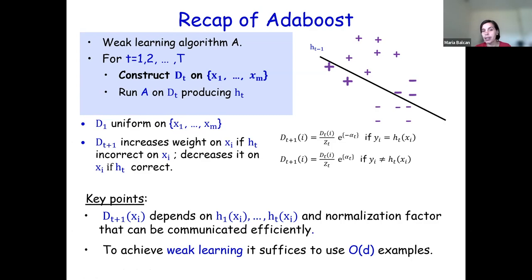So I claim to get weak learning, it's sufficient to see order of the examples. A weak learner is just a classifier whose error rate is, say, one quarter, or anything smaller than a half by a margin gamma. Why might this be the case, that it's only order of the examples?